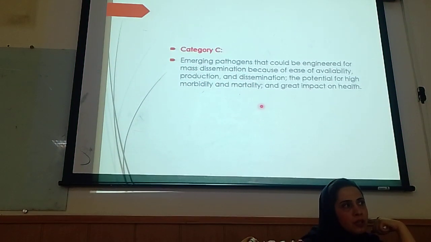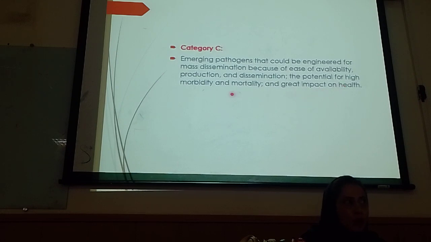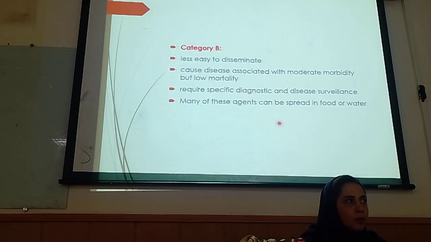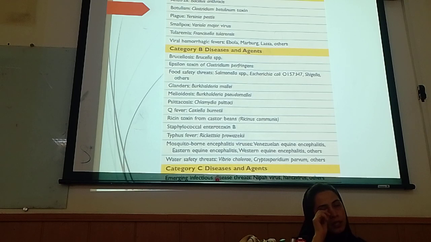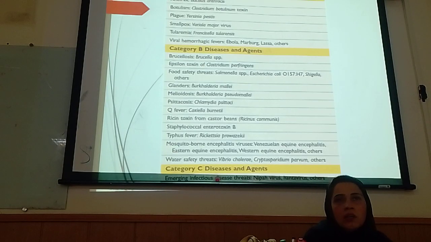And category C agents are emerging pathogens that could be engineered for mass dissemination because of ease of availability, production, and dissemination, and they have the potential for high morbidity and mortality. For example, Nipah virus, hantavirus. Are they common agents? No, they are not common agents. But they can be engineered in a way that they cause high mortality and become disseminated and cause epidemics.